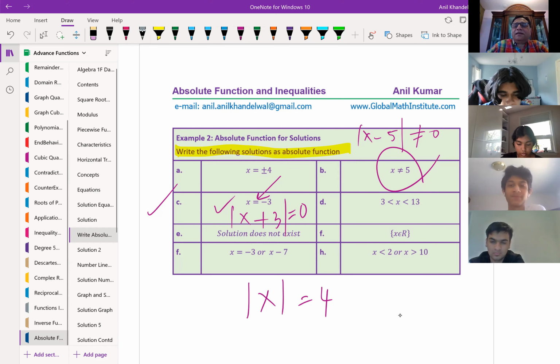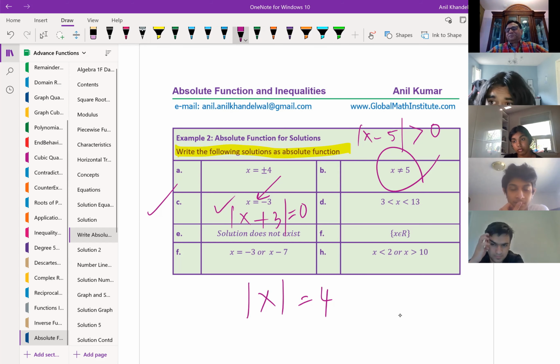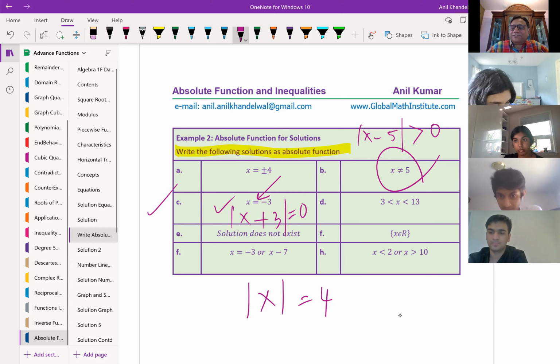Or in that case, you can say absolute value of X minus 5 is greater than 0. If I say that, it means what? It means X can have any value, not 5, because if I put 5 there, I get 0. Any other value is greater than 0 because it is always positive, correct? Very good. So that is the complication of this particular unit.